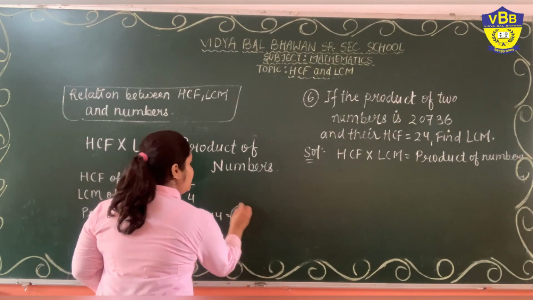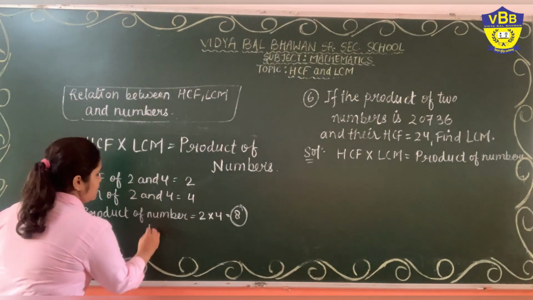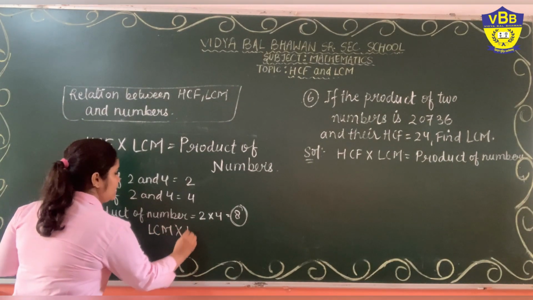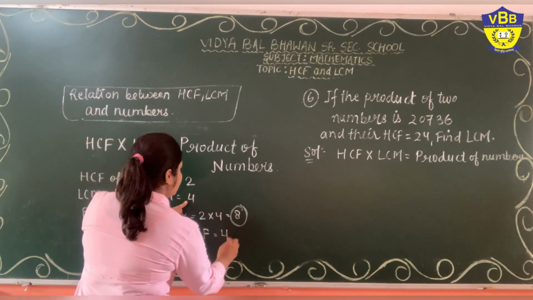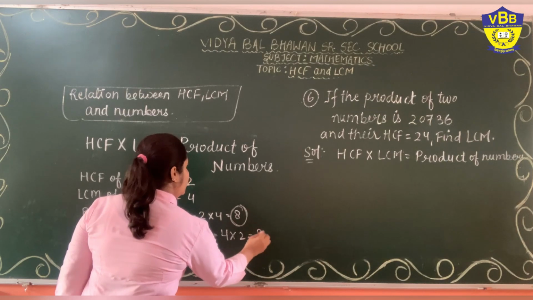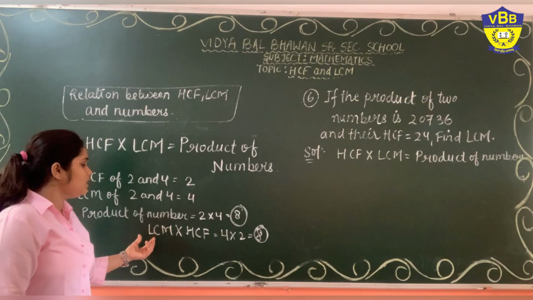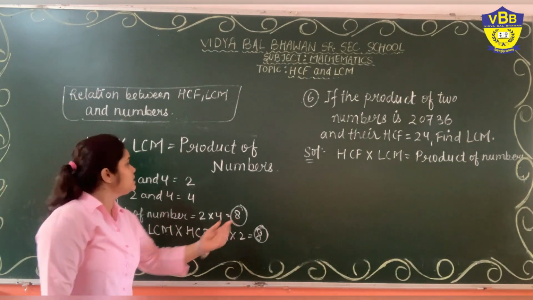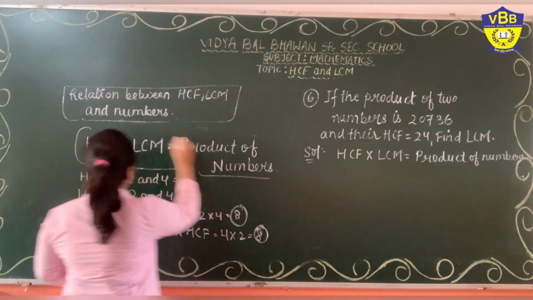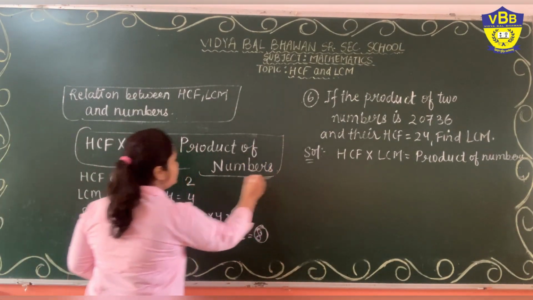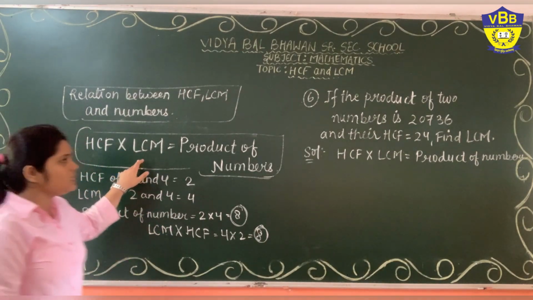And if I take the product of the numbers 2 and 4, 2 multiplied by 4 is 8. The product of the numbers is coming 8, and when you find the product of LCM and HCF, LCM multiply HCF, here you can see LCM is 4 and HCF is 2, it is again coming 8. You can see here the product of the numbers is equal to the product of LCM and HCF. This is the relation of HCF, LCM and the numbers. On the basis of that, we can solve some questions related to this relation.